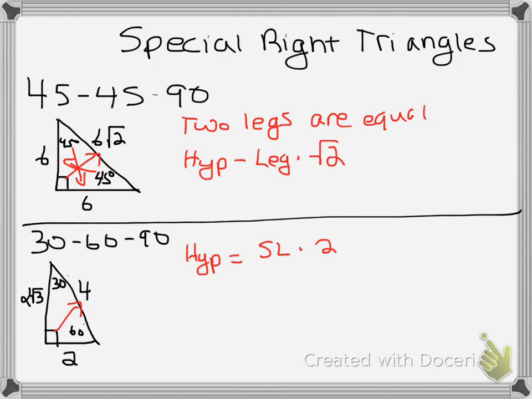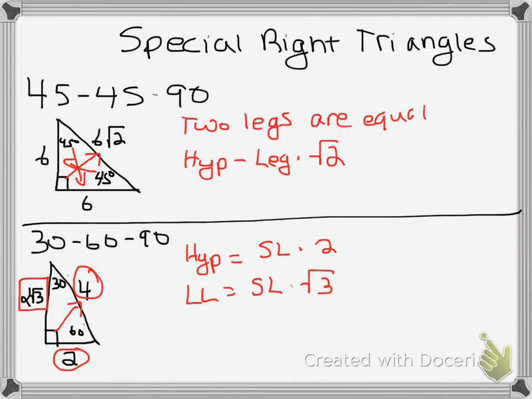So here you can see that your short leg is 2. That means that your hypotenuse has to be 4. So your hypotenuse is your short leg times 2. Your long leg is always your short leg times the square root of 3. So if your short leg is 2, that means that the long leg is 2 square root 3. Now these rules hold up no matter what the measurements are.